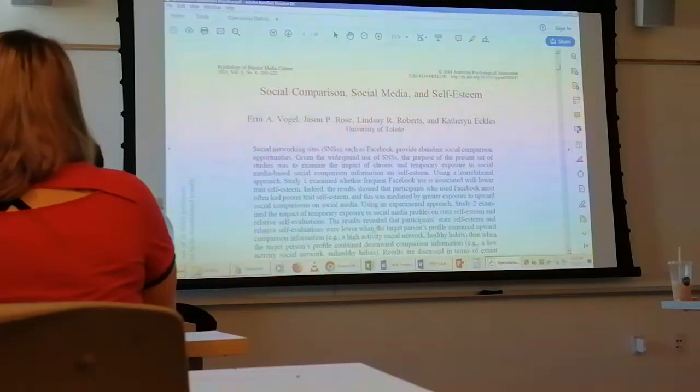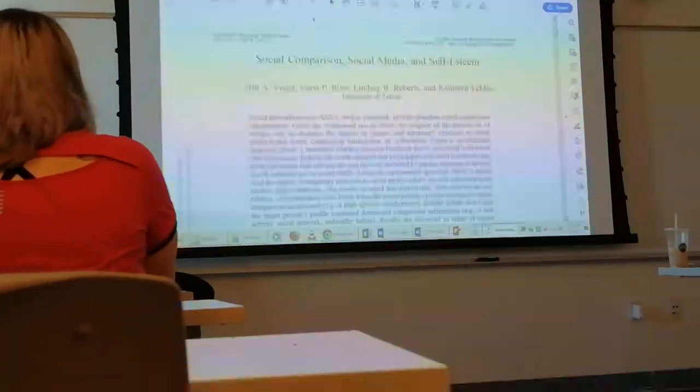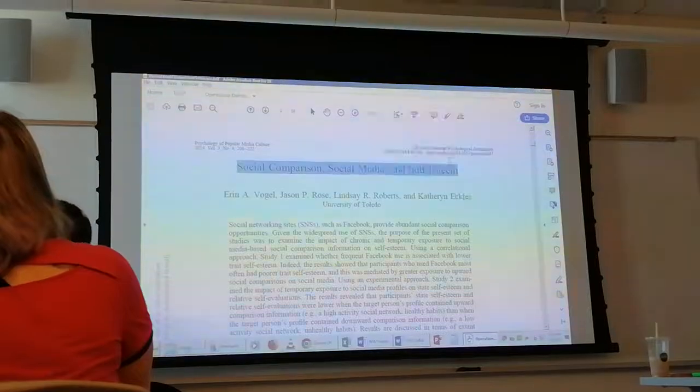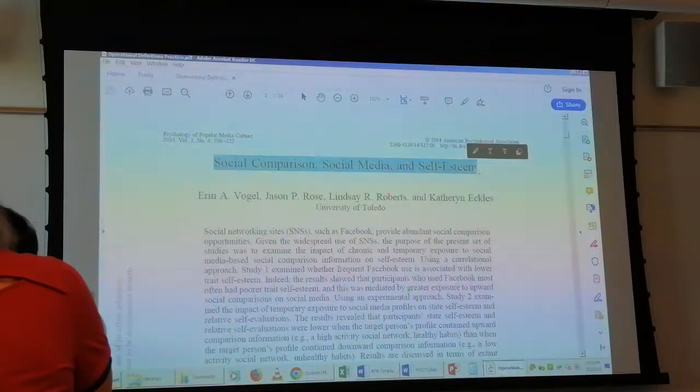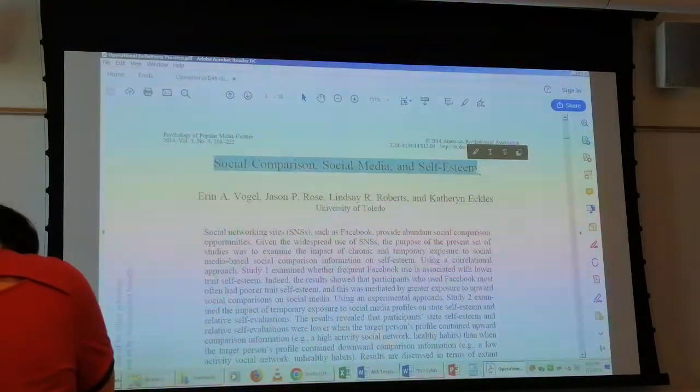Okay. Remember we talked about this on the first day, when we talked about articles. So the title of this article is Social Comparison, Social Media, and Self-Esteem. What do you think the variables are? Social comparison, social media, and self-esteem. Yeah, those are the variables. Again, read the title. Don't overlook the title.